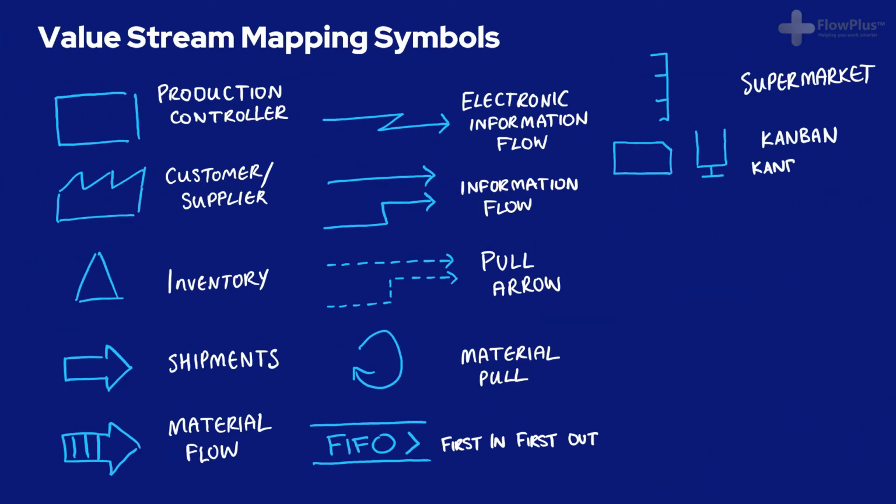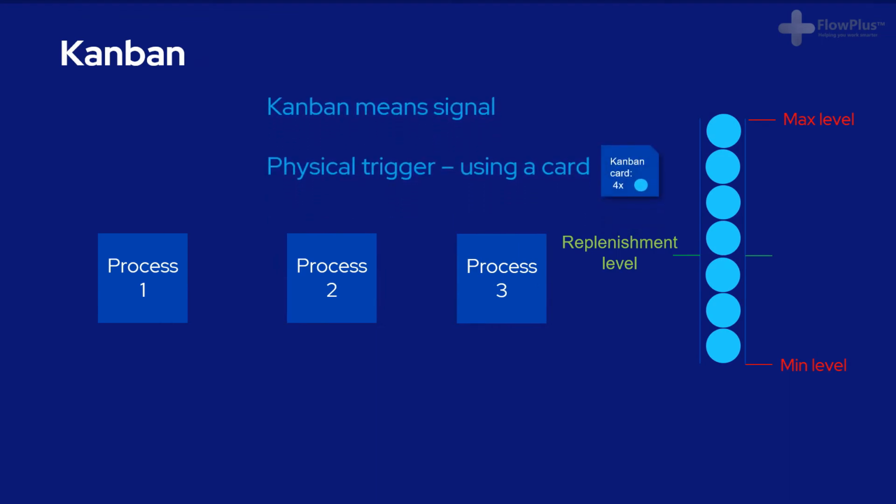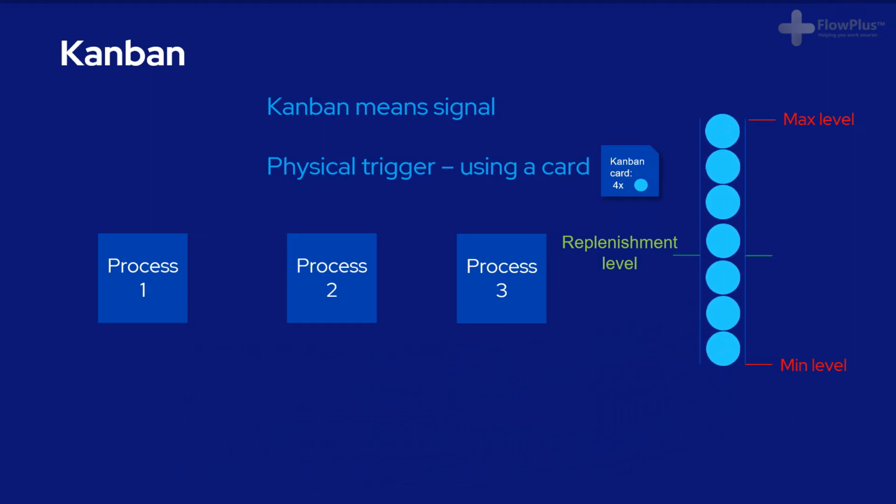Again, we will explain this more in other modules, but for now you need to understand that Kanban means signal and normally takes the form of a physical trigger using a card containing the information to be replenished. For example, if a supermarket of products reaches a defined replenishment level, it will trigger a Kanban card to be sent upstream. Process 1, for example, is sent a signal to produce 4 blue circles, which proceeds through the system and replenishes the finished stock. The Kanban card is then returned to the supermarket and the cycle is ready again.